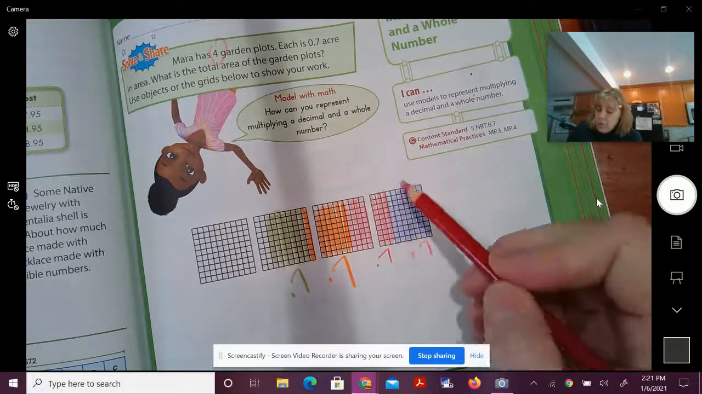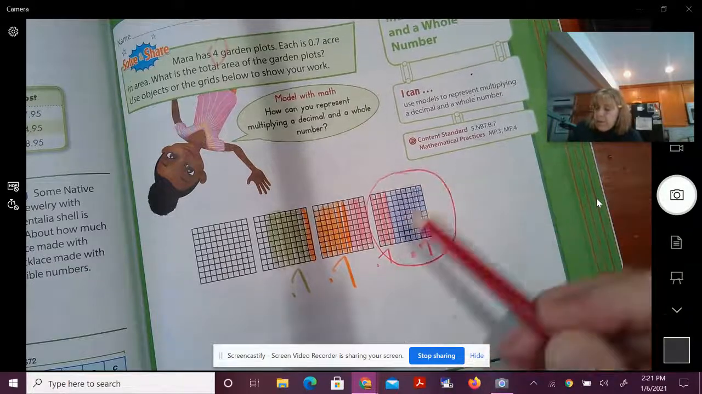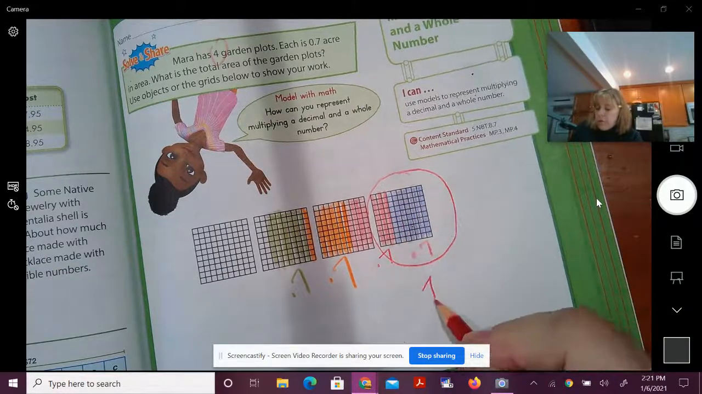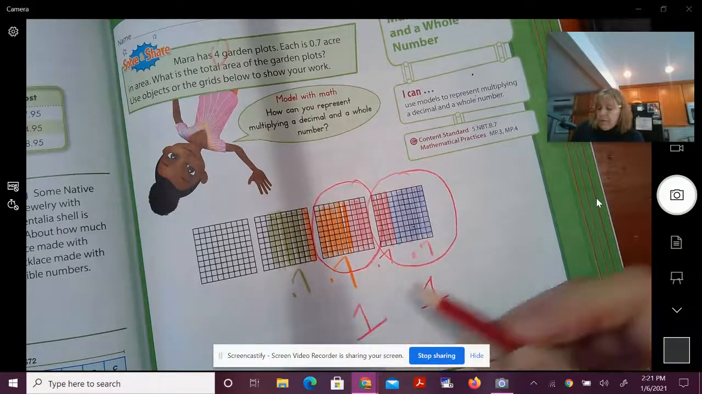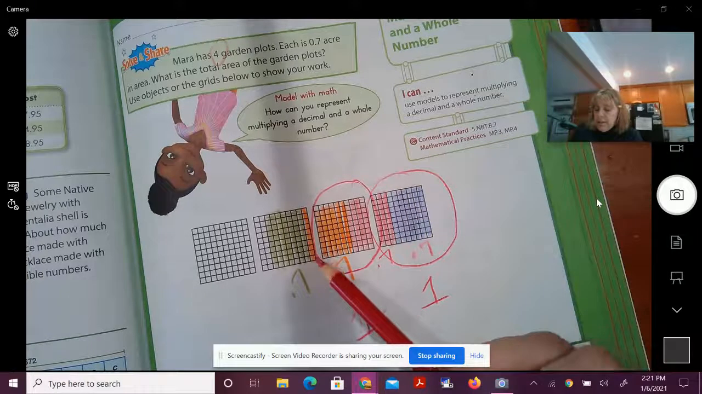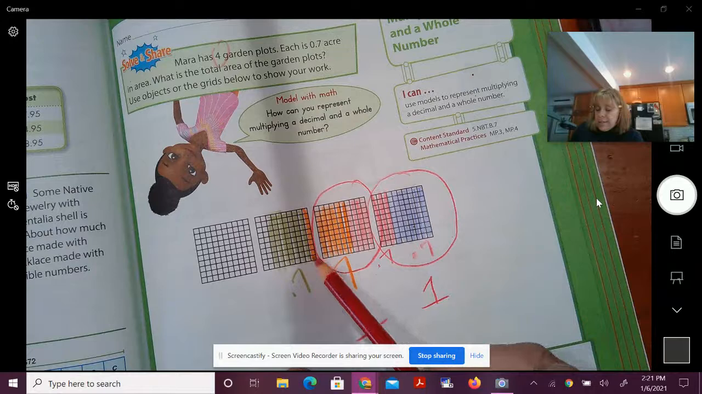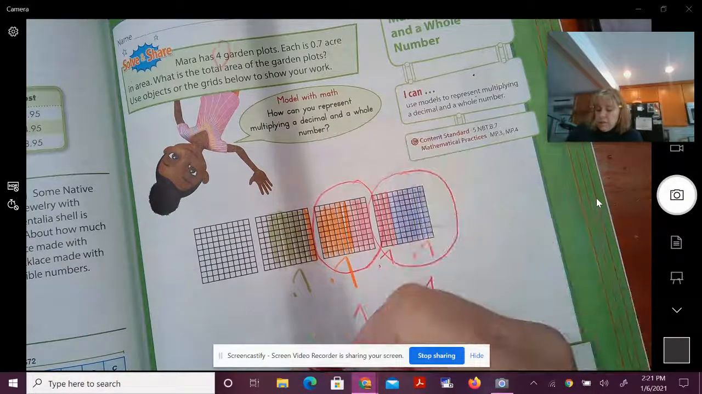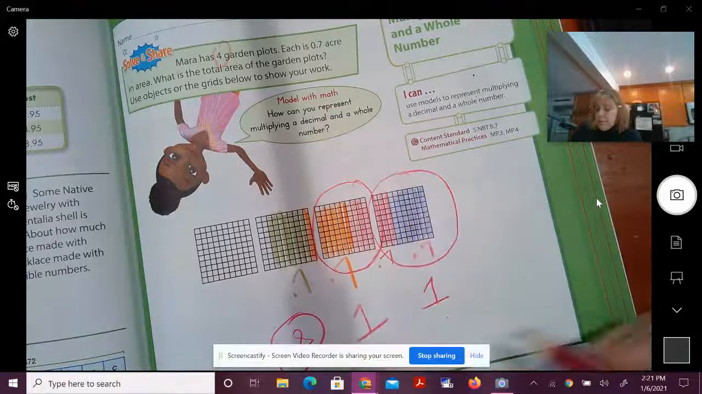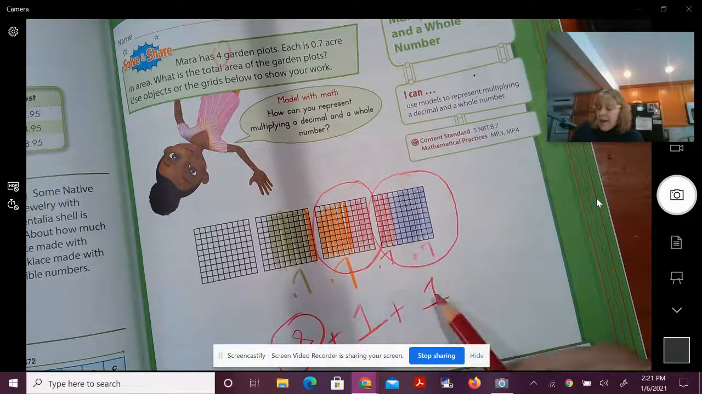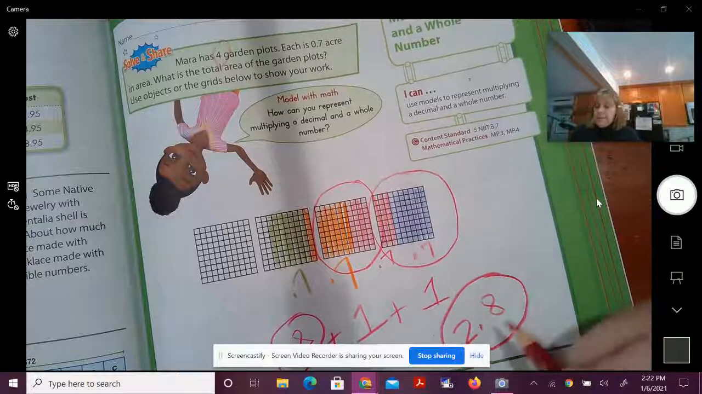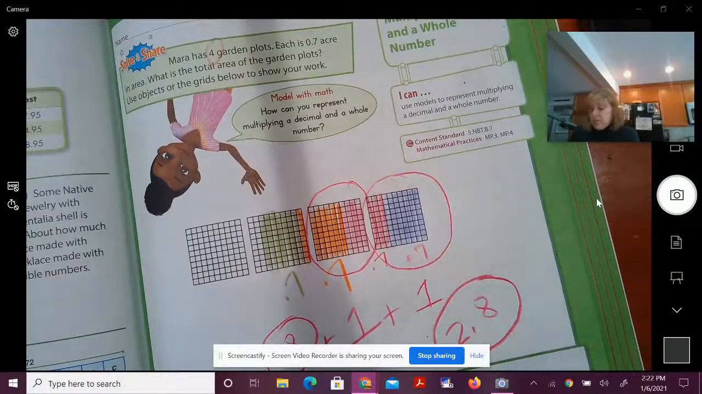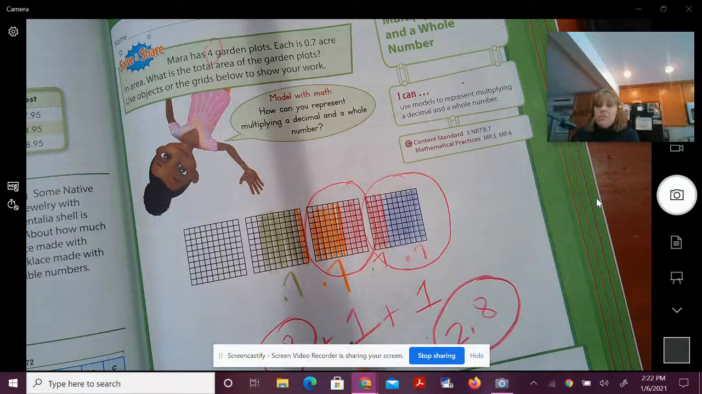So if I was to add these up, I know that this whole square represents a whole number of 1. And this one represents a whole number of 1, right? Because it's 10/10 out of 10/10. And then here I've got 8/10 shaded. I've got 2 that aren't shaded. So I know that that is 0.8 right there. So if I add up everything that I have shaded, I've got 1, 2, 2.8, or 2 wholes and 8/10. So that is the total area of the garden plots. So that's how you do it using a model.